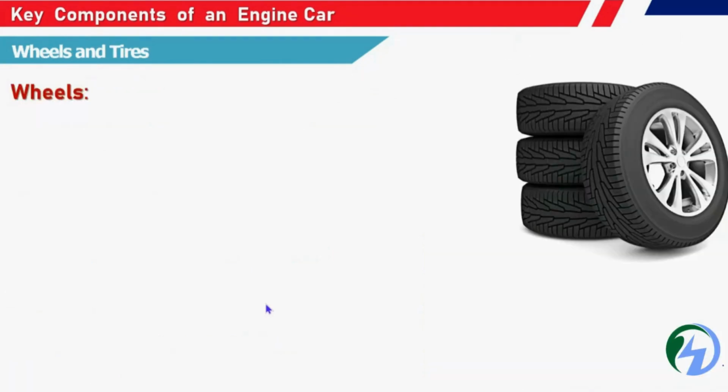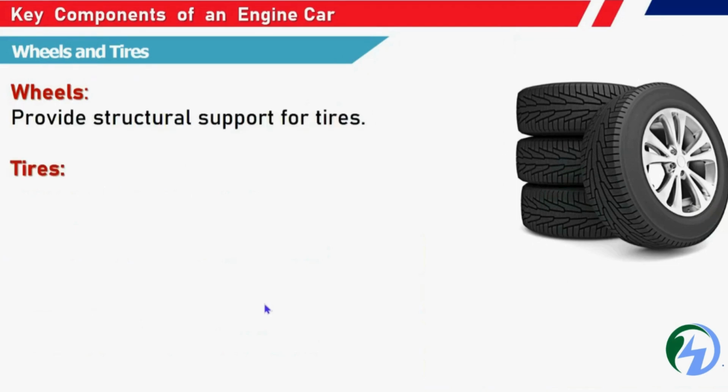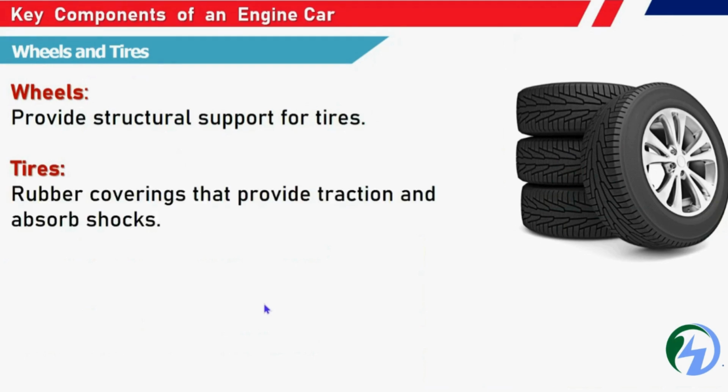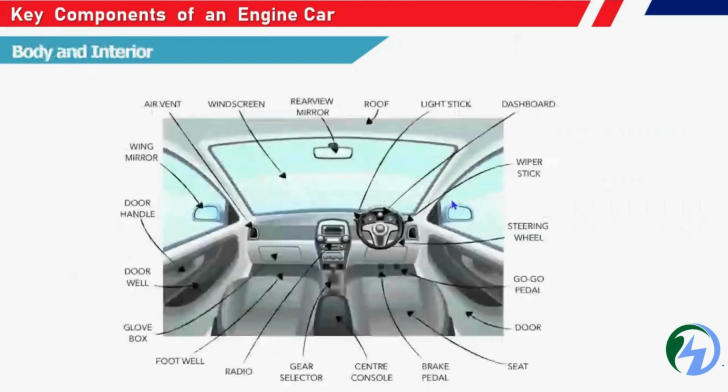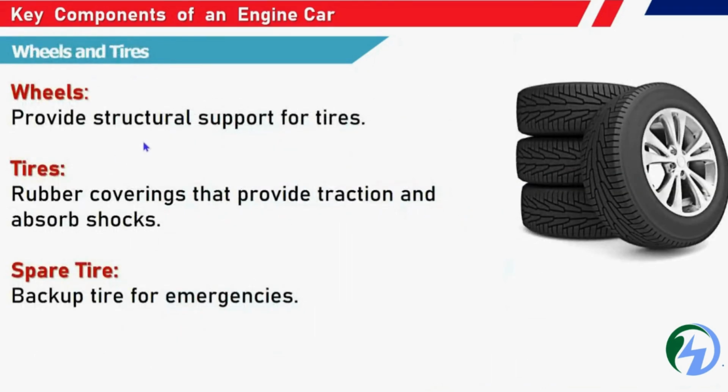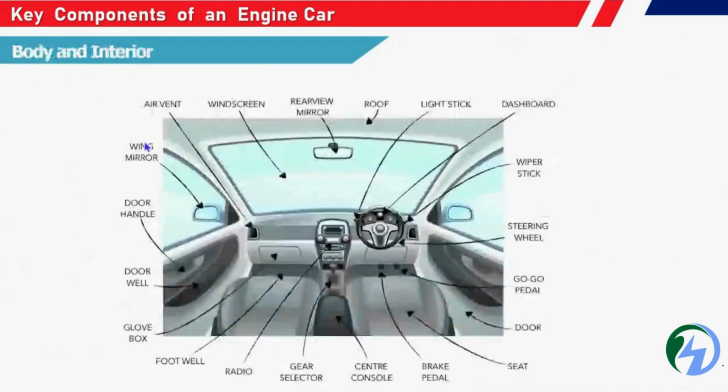And wheels and tires. So wheels, as we know, play a major role in supporting the tires, and tires are specifically rubber. They provide traction and absorb shocks. That means we cannot make the wheels rotate on their own on the road. To avoid that, we are using tires to give traction and support smooth movement of the vehicle. And the spare tire is a backup tire for emergency purposes. This is the tires and wheels we use in vehicles.